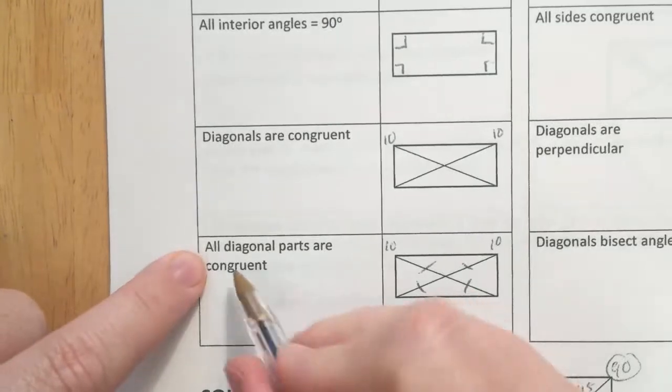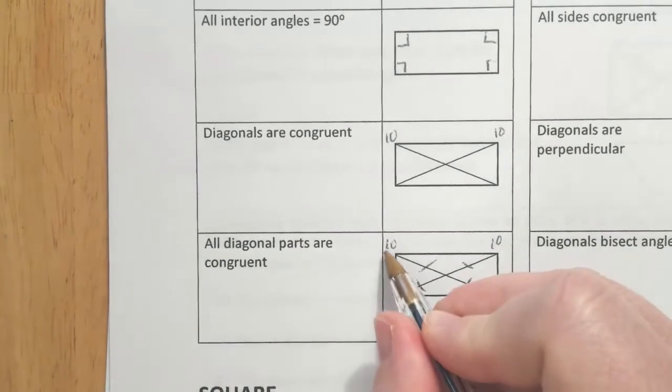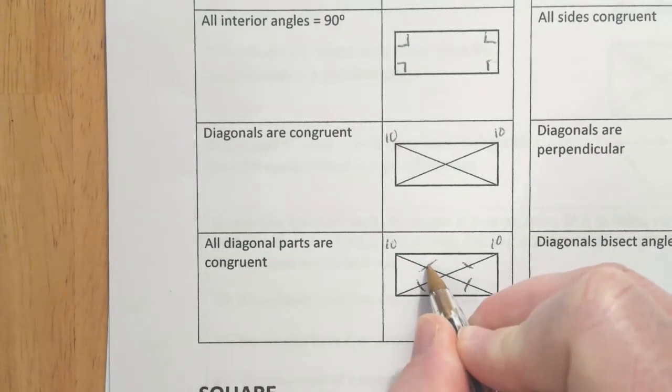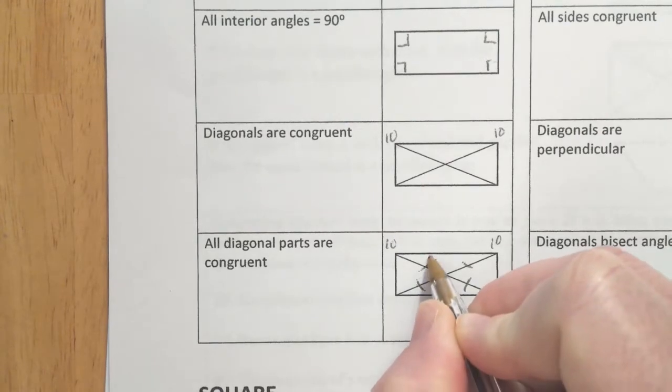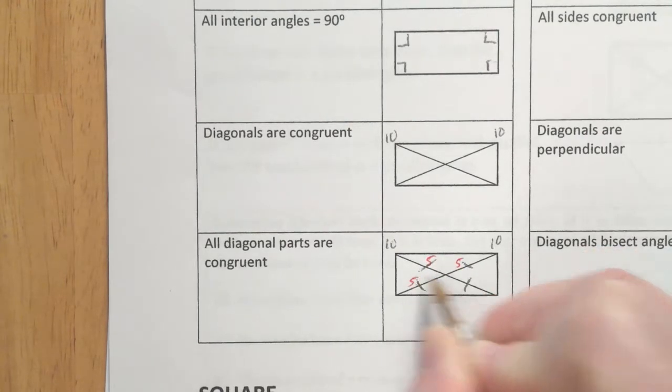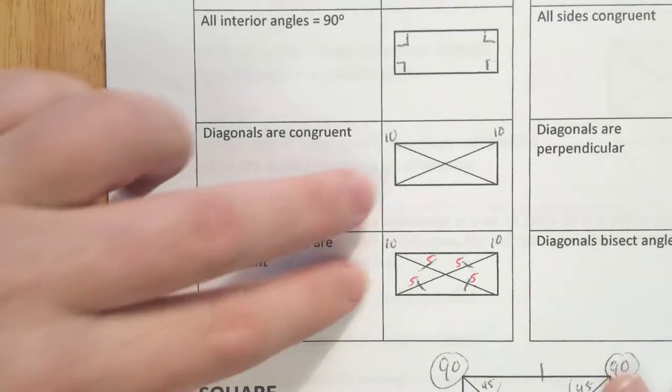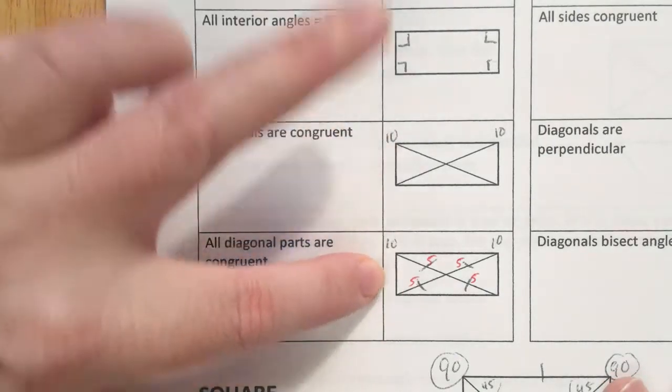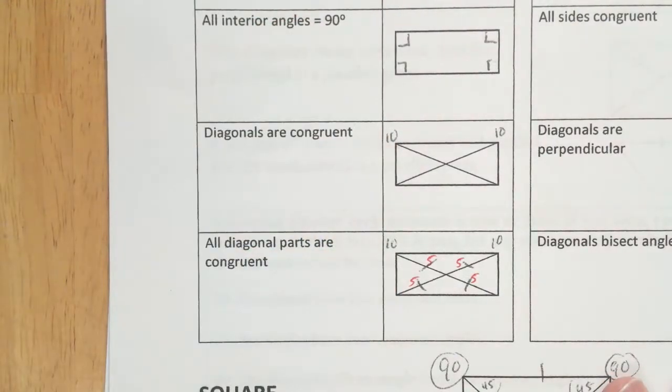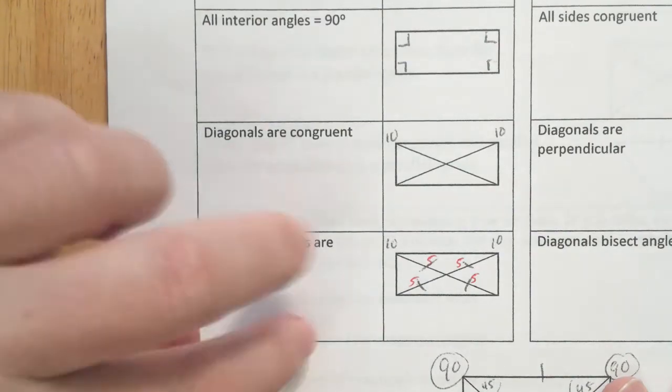And finally, all the diagonal parts are congruent. So if this is 10, all of these are congruent. So this would be 5, 5, 5, and 5. So these two are basically the same idea. So you feel like you're only doing 2 rules, but 3 rules are fine.